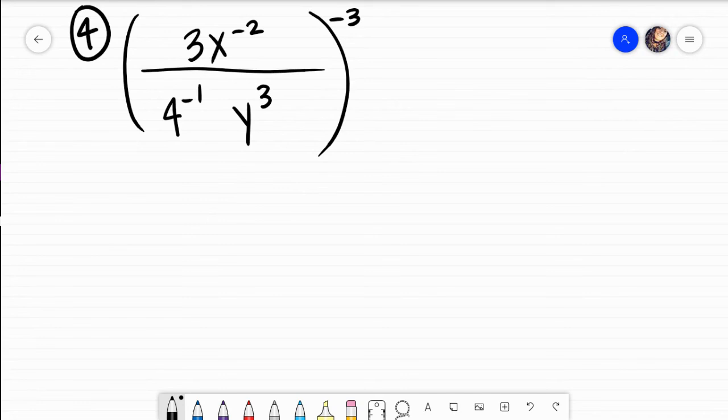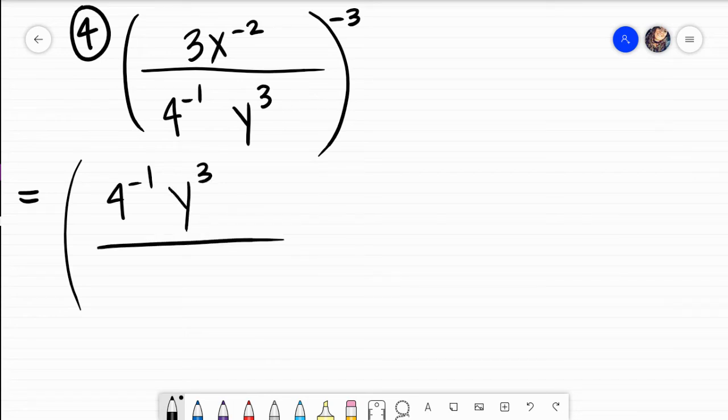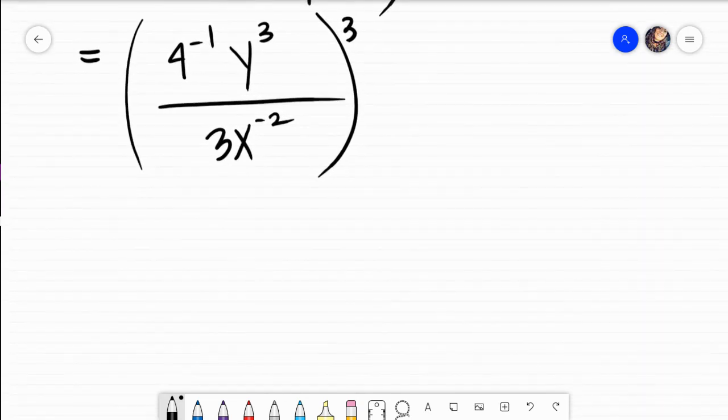I don't like going to the side and having to come down, so I'm just going to come down. Evaluating the negative 3 on the outside, I flip everything. You don't flip and apply rules at the same time, you just flip. The rule I used there was that little shortcut. Now you can change that negative 3 to a positive 3.